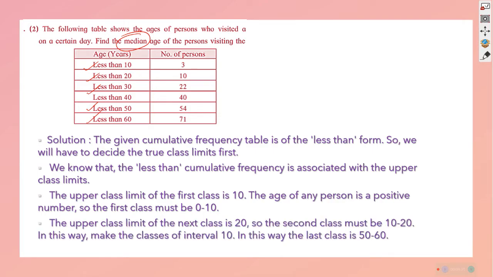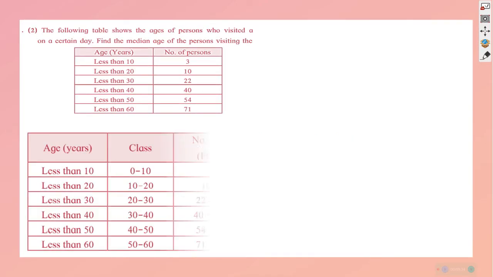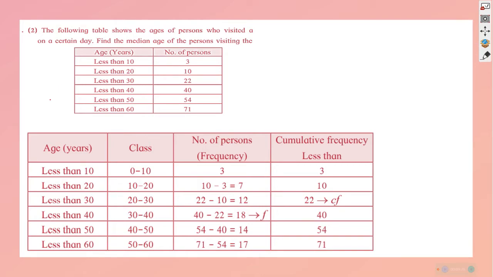This is what I was telling you and it is clearly given. I have made the class intervals like this: 0 to 10, 10 to 20, 20 to 30, 30 to 40, 40 to 50, 50 to 60. And we know the frequency of each can be written by looking into the given table, and it is 3, 10, 22, 40, 54 and 71.